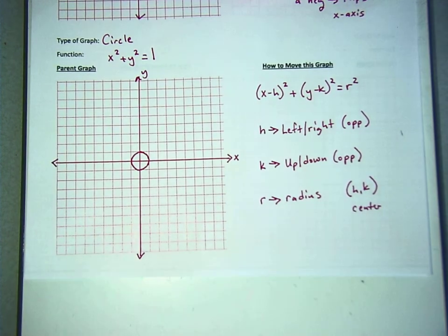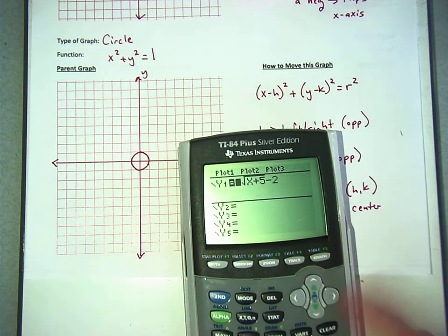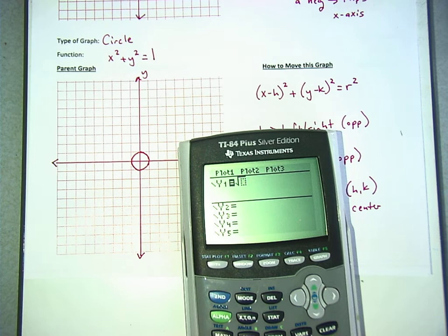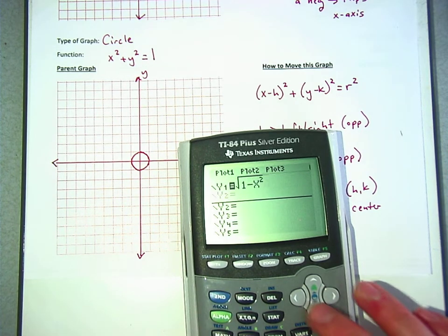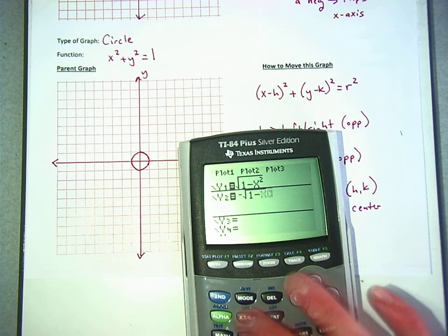Are you saying we can't graph this? You can. It just has to be in 2 different pieces. So if I solve for y right now, it would be the square root of 1 minus x squared. So if you really wanted to do it, it would be like this. It would be the square root of 1 minus x squared on the inside. And then the other one would be negative square root of 1 minus x squared.